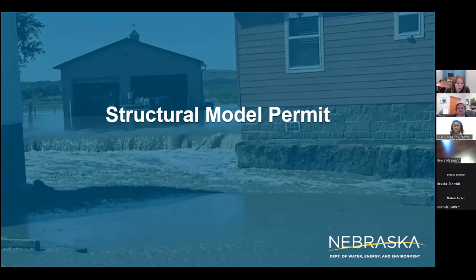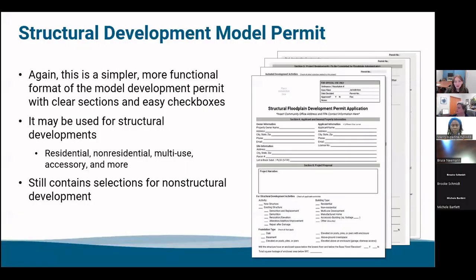We'll get started with the structural model permit now. So again, with the structural permit, this is just a simpler, more functional format of the model development permit with clear sections and easy checkboxes. So this form may be used for structural developments, such as residential, non-residential, multi-use, accessory, etc. But it also still contains all of the selections for non-structural development. So if you just want to keep only one permit on file for people to use, you can use this for both non-structural and structural. But there's also the option created with the non-structural if you would like to simplify it a little bit more and use a separate one for each.